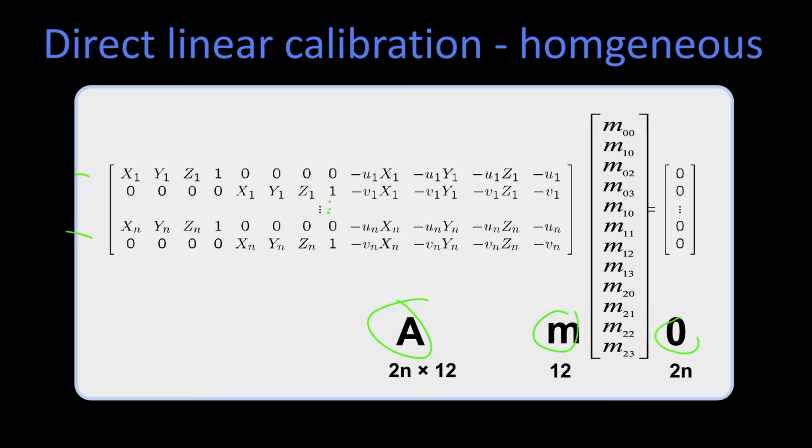How big is the matrix A? Well, it's 12 across, right, because there are 12 m's. And how many rows does it have? Well, it has 2 times n, where n is the number of points. So it's a 2n by 12 matrix. M is just a 12 by 1 vector, and here's the 0 vector of length 2n.